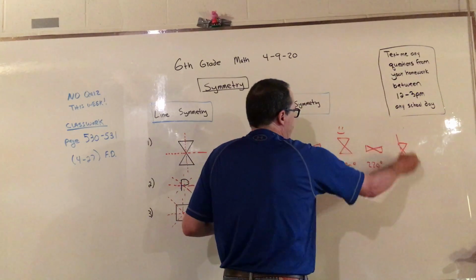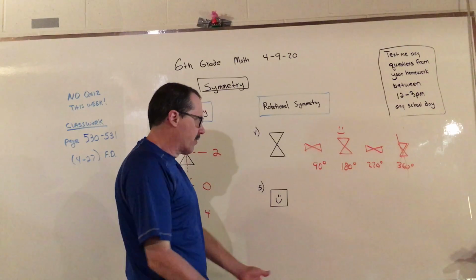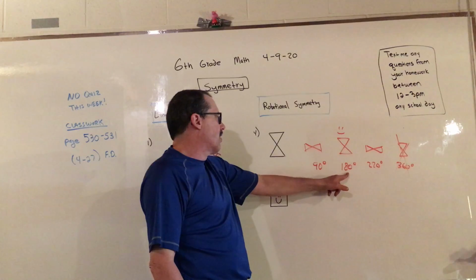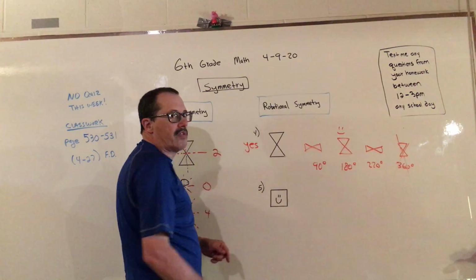Now, the original never counts. I mean, back to 360, because that's not like a big deal. It's not rotating it. It's just looking at the original. But because this looked the same at 180 as it did here, we would say, yes, this has rotational symmetry.